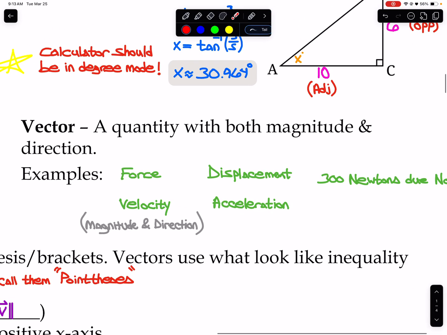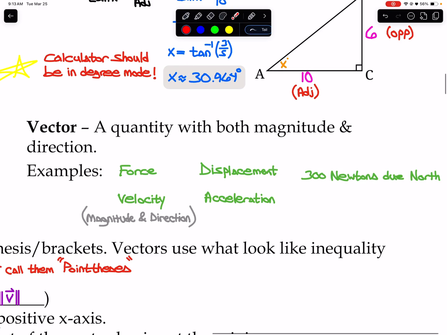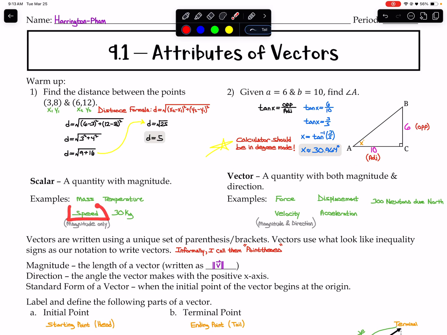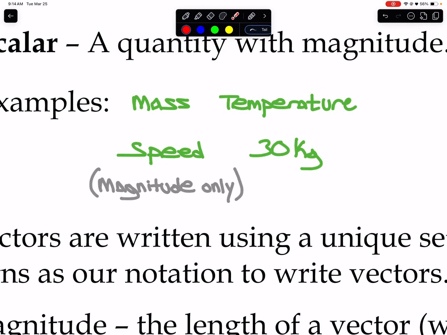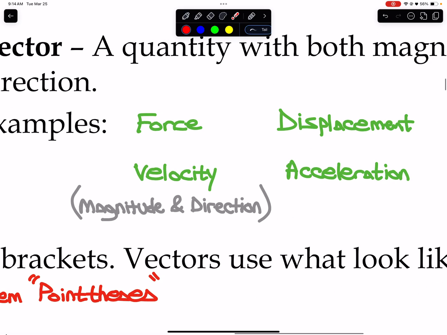Now when I look at a vector, it's similar, but we're going to add in a direction in addition to having the magnitude. So with a vector, your examples are going to include items such as force, displacement, acceleration, or even velocity. The big difference between speed and velocity is that speed only has the magnitude, whereas velocity is going to have the magnitude with a direction. So if I say I'm going 30 miles an hour, that would just be a speed. But if I tell you I'm going 30 miles an hour northbound, that becomes a vector, which would then become velocity.